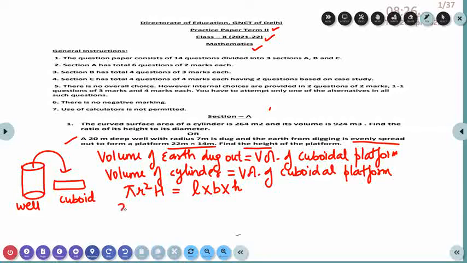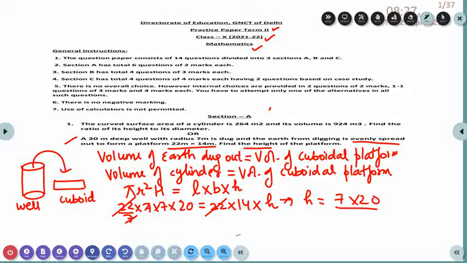This 7 and this 7 will be cancelled out. 22 will be cancelled out. And h will be equal to 7 into 20 by 14. So 7 2s are 14 and 2 10s are 20. So h will come out to be 10 meter. That means height of the platform is equal to 10 meter. So this is our final answer, 10 meter.